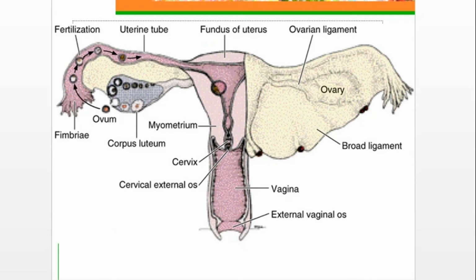And distinguish two phases of implantation: adhesion and invasion. Adhesion is attachment of the surface of the blastocyst to the surface of the endometrium.